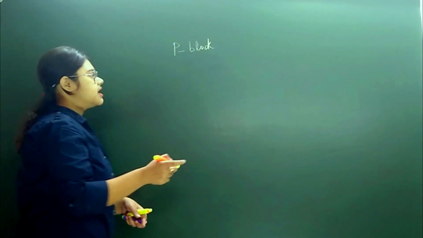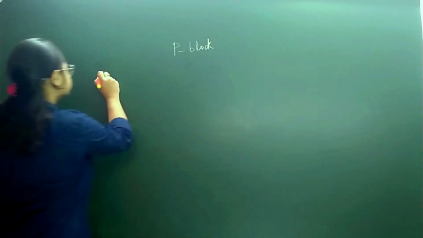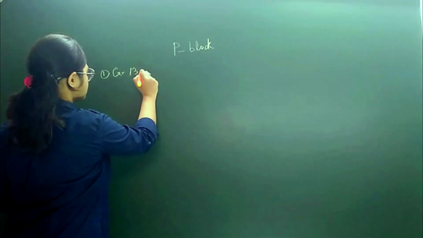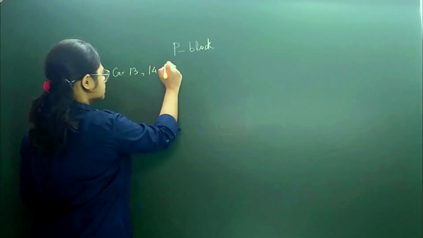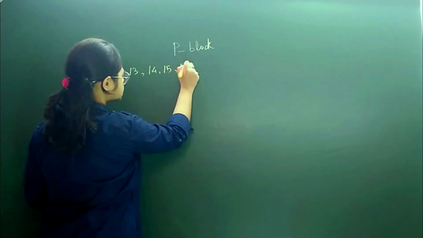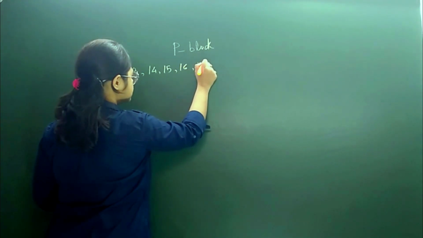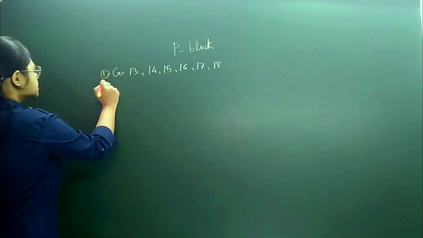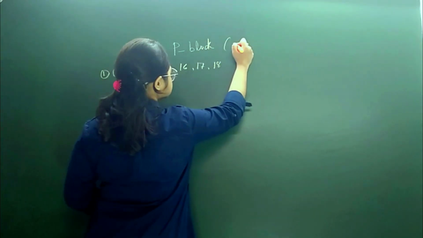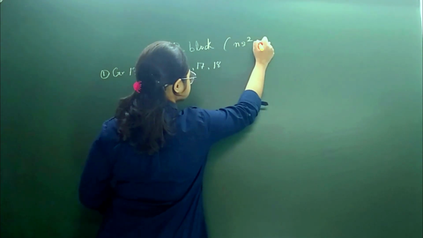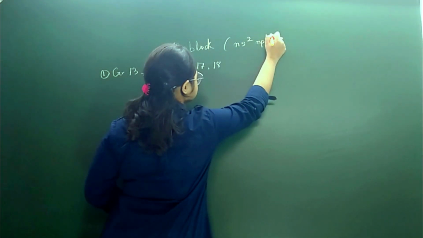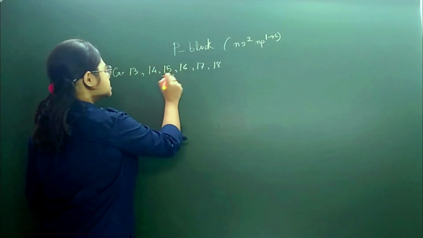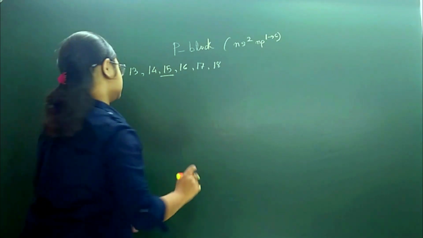The p block elements have 6 groups: group 13, 14, 15, 16, 17 and 18. And its general configuration is ns2 np1 to 6. But today we are discussing the group 15 elements.